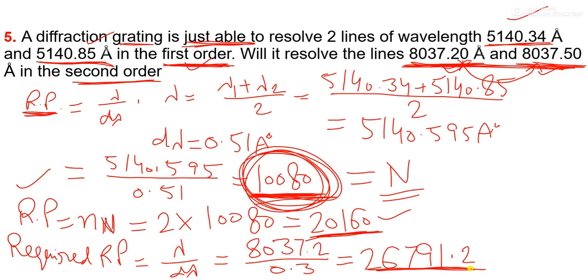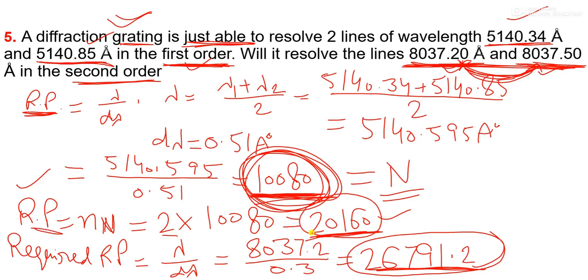It means the resolving power required to resolve these two wavelengths is 26,791, and we have the diffraction grating having resolving power in second order 20,000, which is less than this 26,000. So this grating will not resolve these two wavelengths.